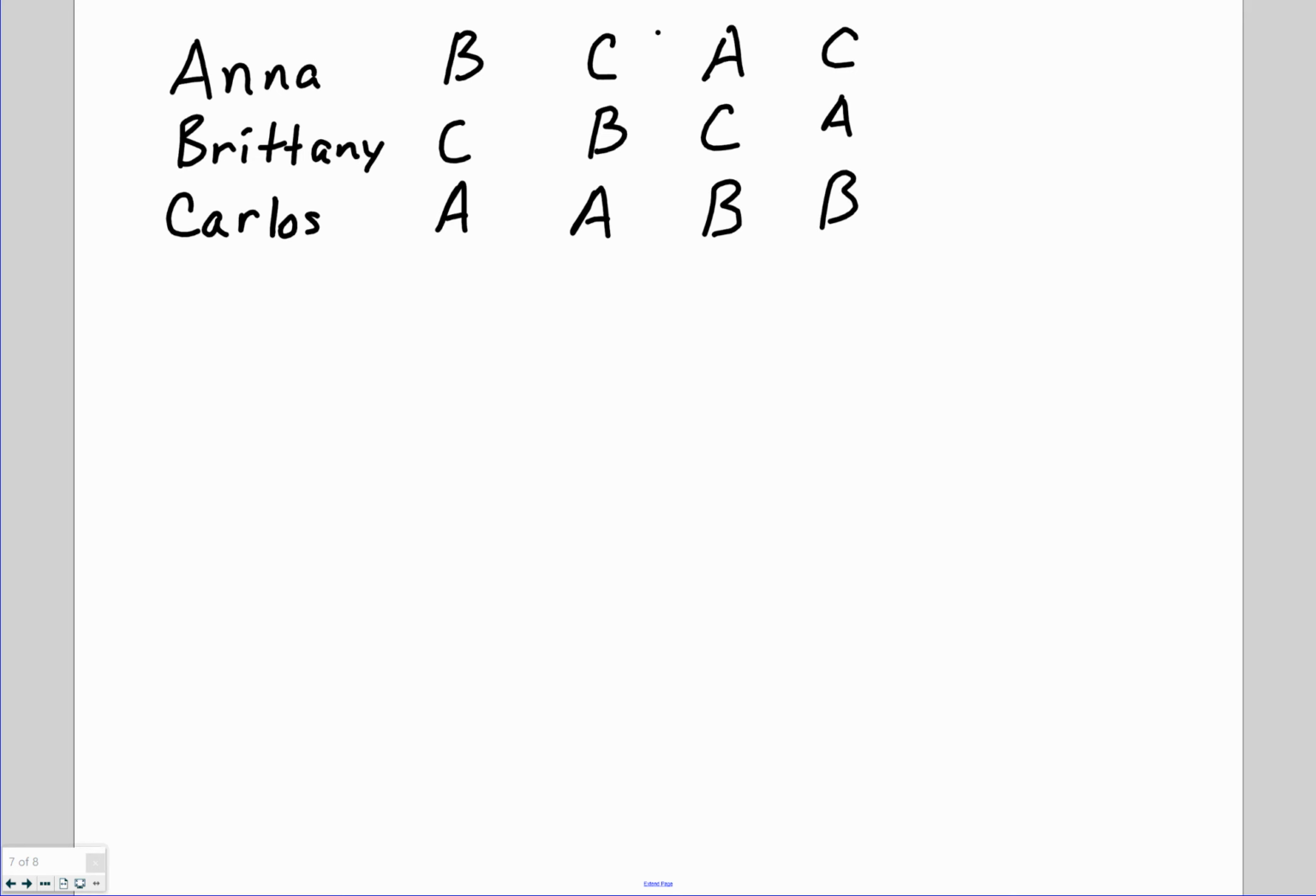Brittany, Carlos, Anna. Carlos, Brittany, Anna. Carlos, Anna, Brittany. Ah, C-A-B. Oh, B-A-C. Any others? That's 1, 2, 3, 4, 5, 6. There could be 3 more. What are the other ones?